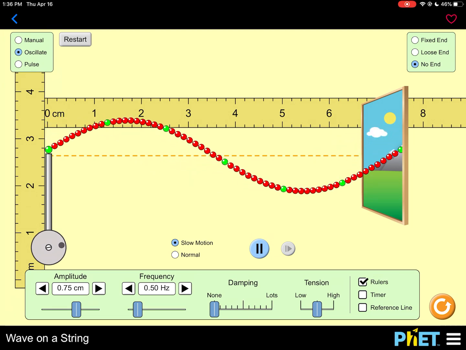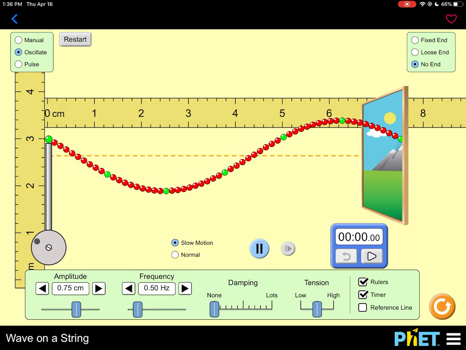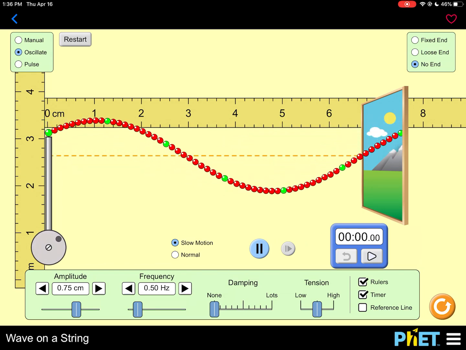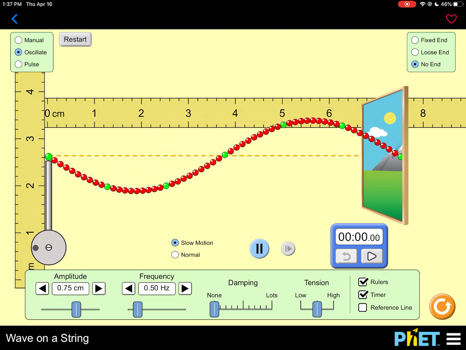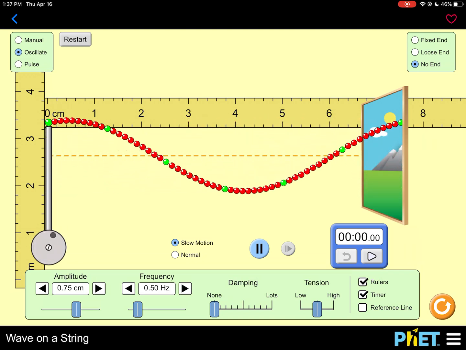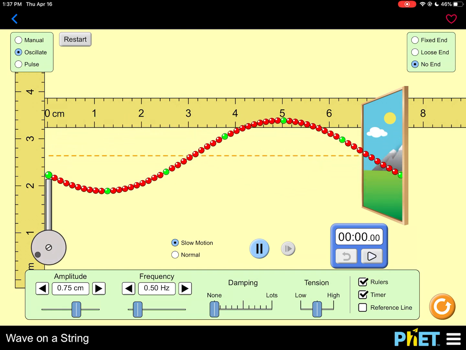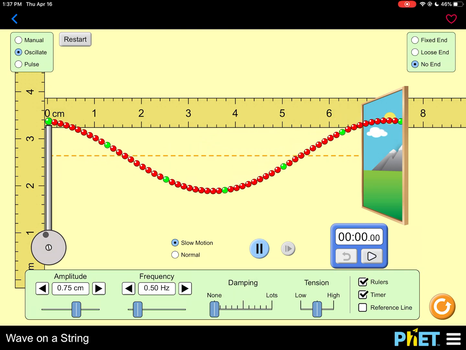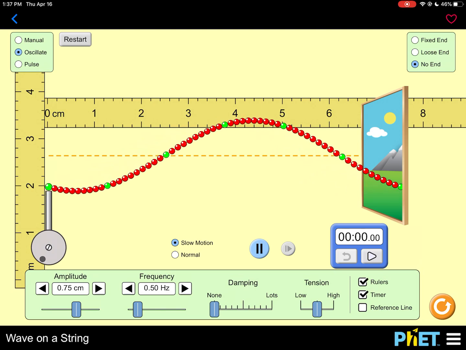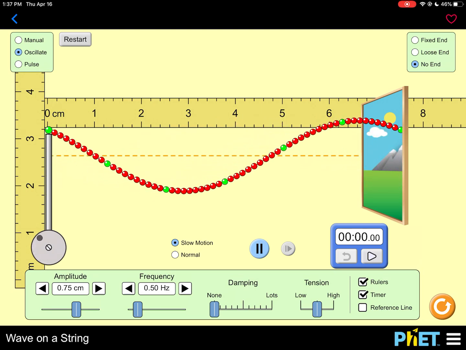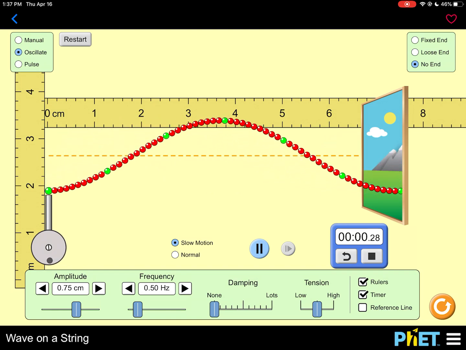Let's let that go. If you toggle on the timer in the lower right there, that timer is going to time. You could also use a timer on your phone if you wanted to. All you need is a timer, but there's one built into this. When I start that timer, I am going to count how many times the oscillator, the green bead on the left, reaches a crest. That's going to give me 1 cycle. I'm going to count how many times that happens in 10 seconds. So I'm going to start my timer right now.